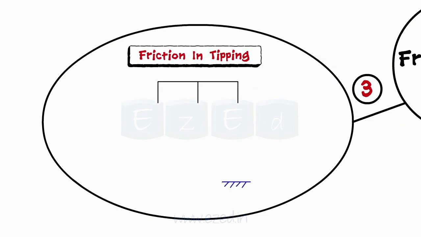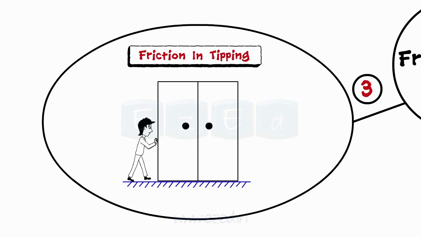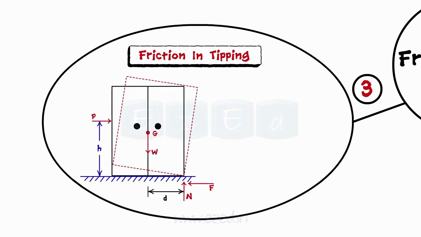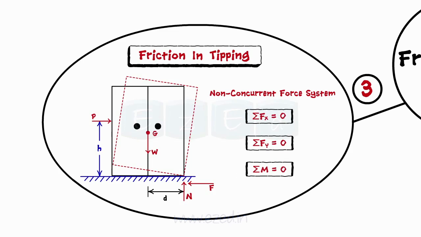Tipping is a very important concept that we have seen one or more times in our life. It is easier for a person to push the cupboard by applying a force at a lower position in comparison to a higher position. If he applies force at a higher position, the cupboard may tip. That is, it may tilt over instead of sliding ahead. Such a system which is about to tip is considered as a non-concurrent force system, and hence all the conditions of equilibrium can be used.